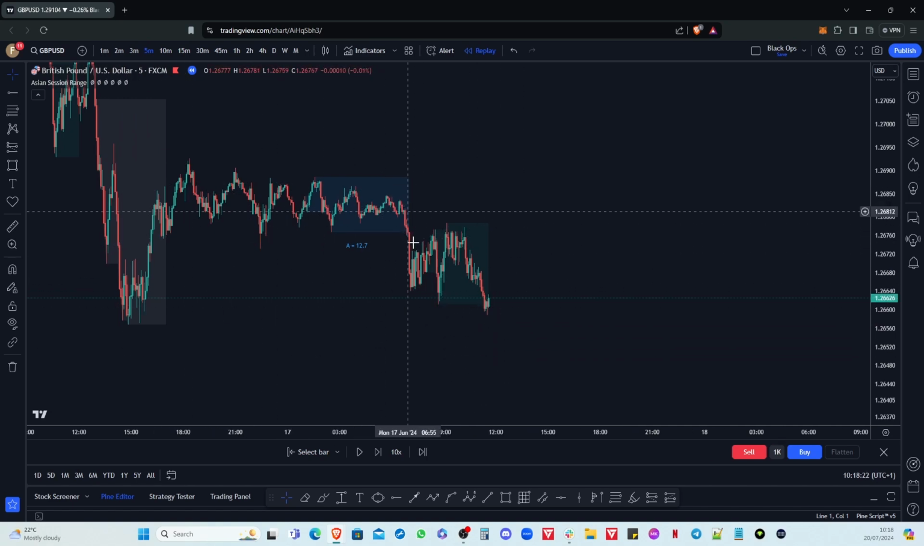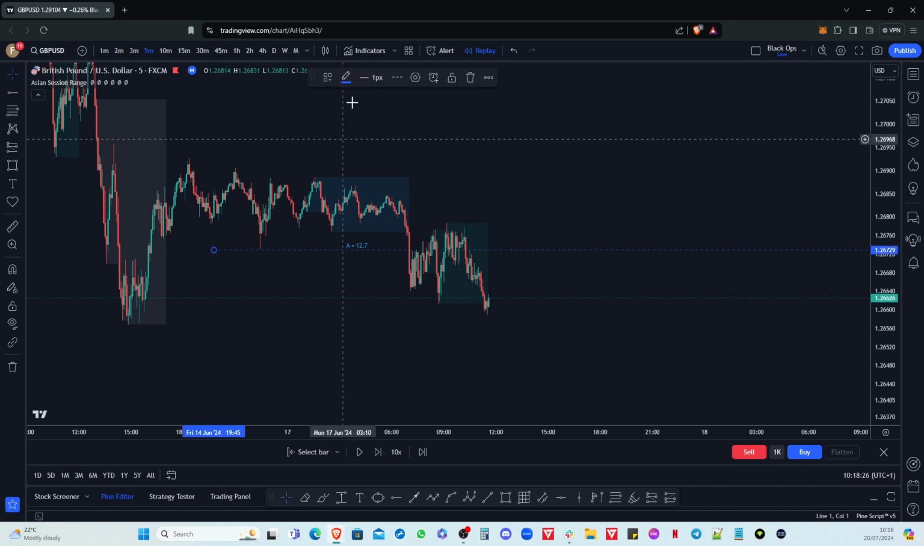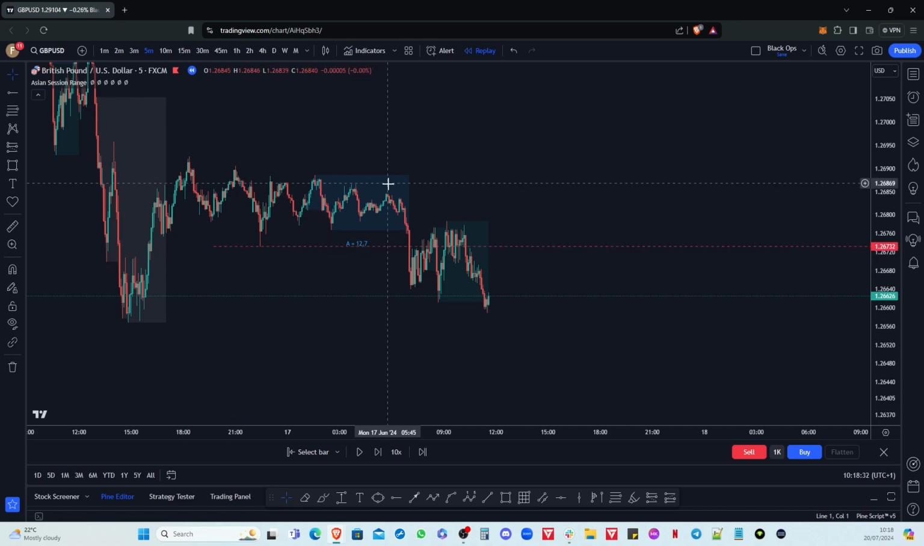External liquidity before this move down would have been this low here, so I'll mark that out with a red line. If we look at this impulsive move down, we take that external liquidity, and then we get this choppy move up. When we get choppy moves like this upwards, we're not going to look for a buy. We're going to wait for the internal liquidity to be taken. So we get it here.